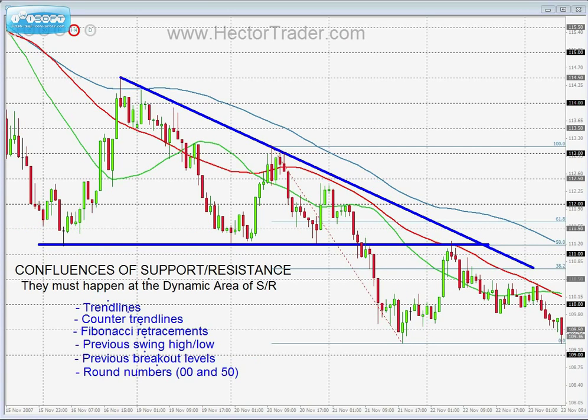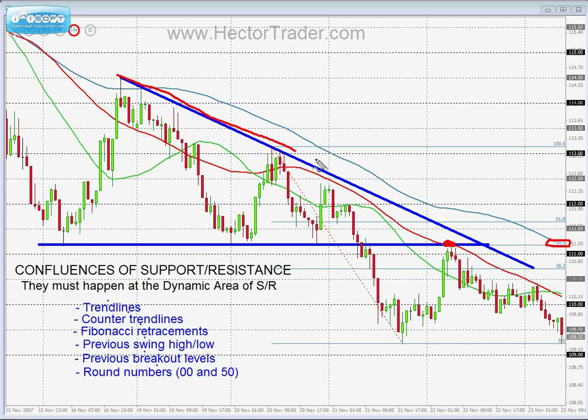Any round number? Yeah, we have the 11100 round number right there. Okay, so what does that mean? It means we have a few elements coming together at the dynamic area of resistance. We have the round number, the 11000 round number. Also, we have the 50% Fibonacci retracement right there.